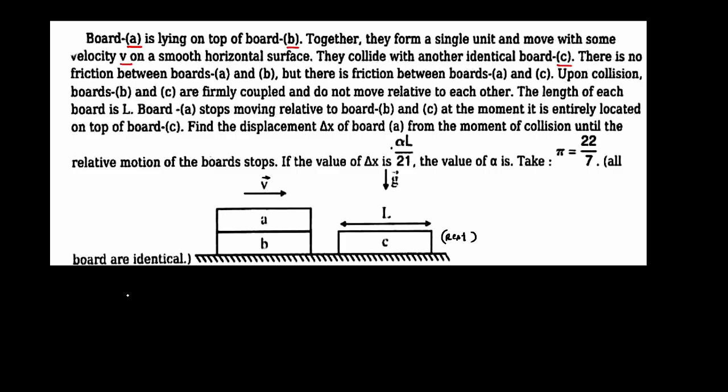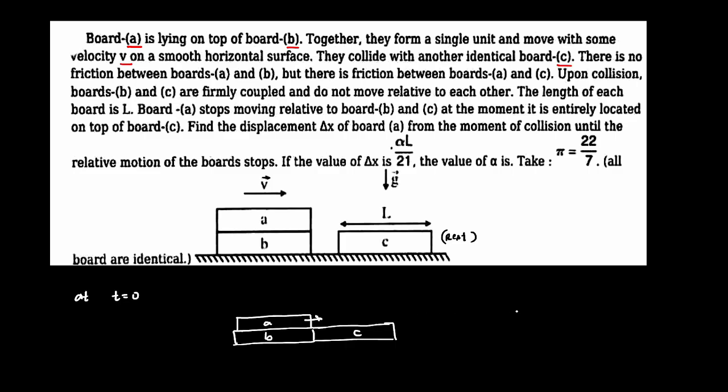So we will start with an idea. At t equals 0, what happens? Let's say that this board B comes in contact with board C such that these two will get attached. If they get attached, then board A, which is on top of B, would be moving with a certain speed. Definitely because of collision, the combination of B and C will start moving with a different speed.